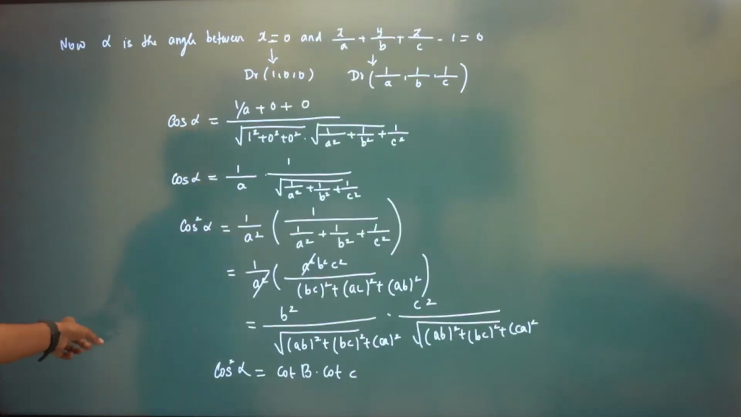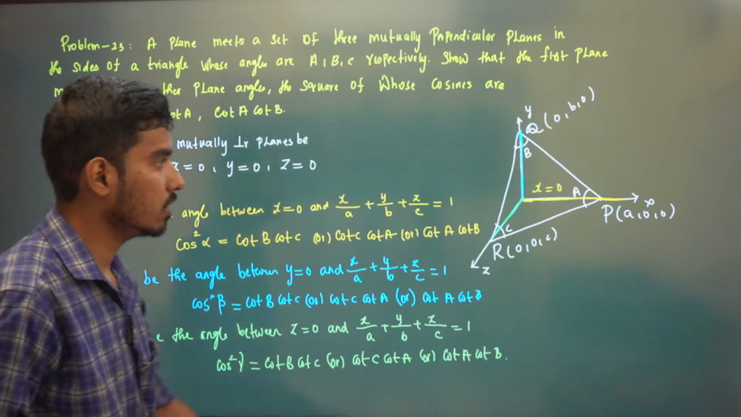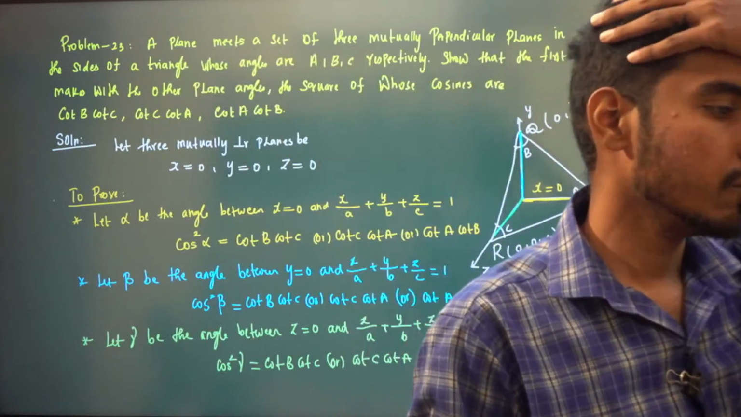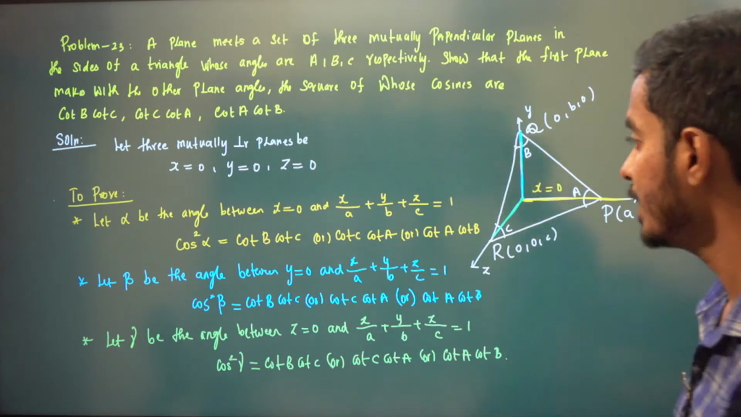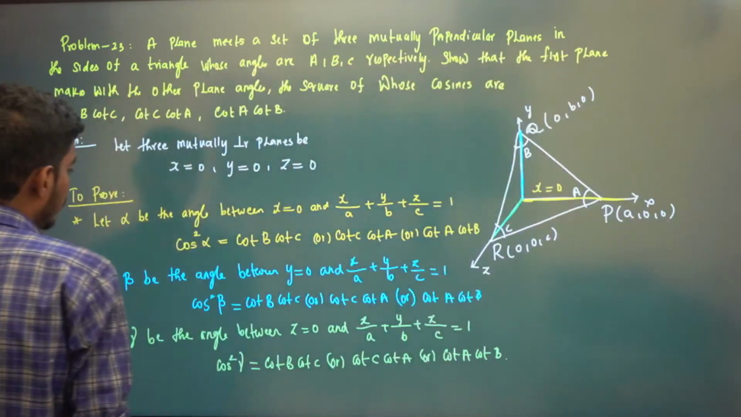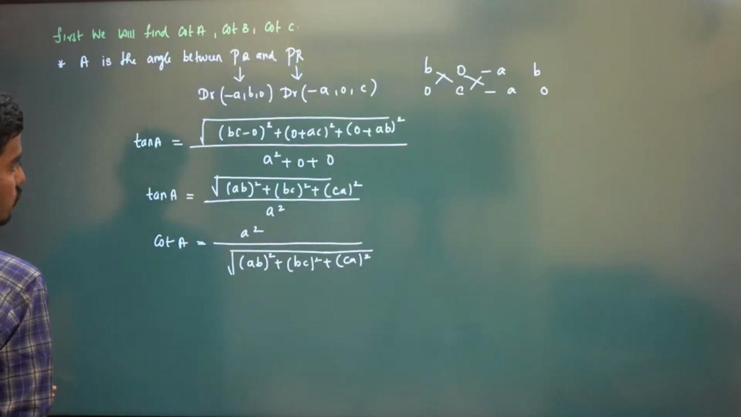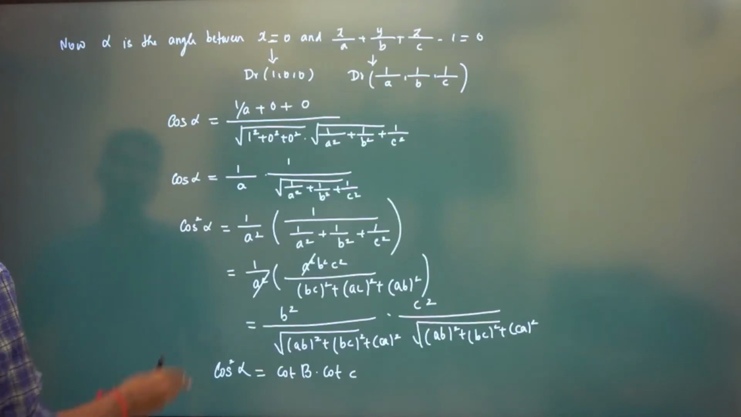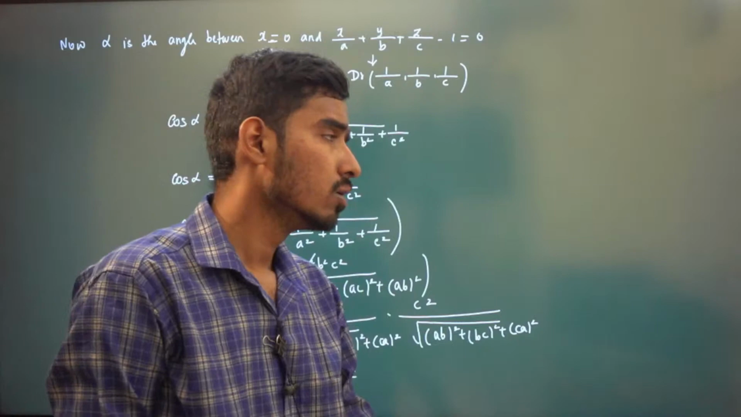Right? Very easy problem. So first you need to understand the question, then it is very easy. So first find cot A, cot B, cot C. So we know how to find tan theta if you know direction ratio of two lines. So we need to prove this. We can easily find cos alpha, but we don't know what is cot A, cot B, cot C. So first find cot A, cot B, cot C. After that you find cos alpha and you prove that it's equal to cot B, cot C. Very easy problem. Okay.